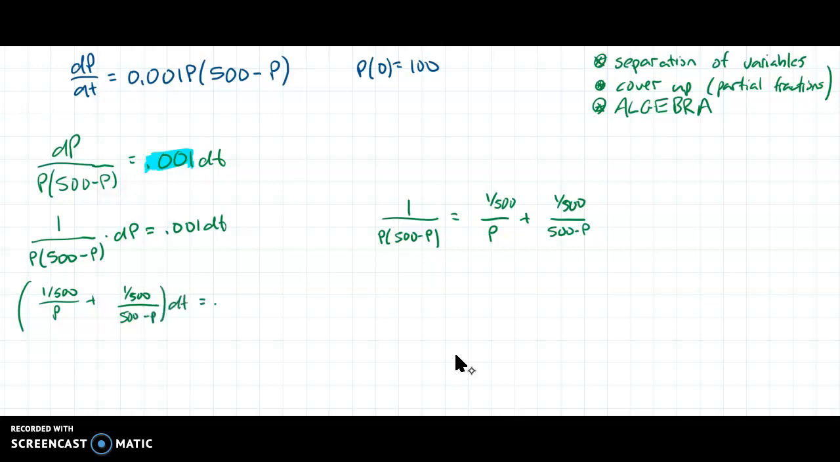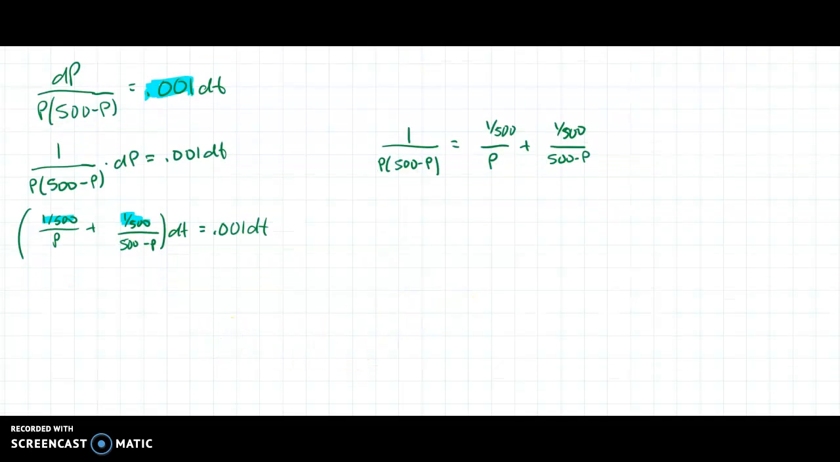dP is equal to 0.001 dt. You could try to integrate at this point, but this is one of those spots where you are going to take care of these guys. So my step is to take care of those. I don't want them on that left side. So what can I do? I can multiply everything by 500. On the left side, that's going to give me 1 over P plus 1 over (500 minus P) with a, oh, this should be a dP. dP. And notice that's going to be a lot easier to integrate.